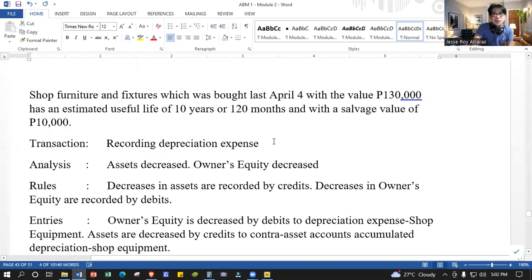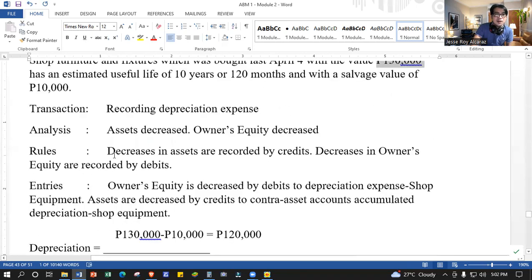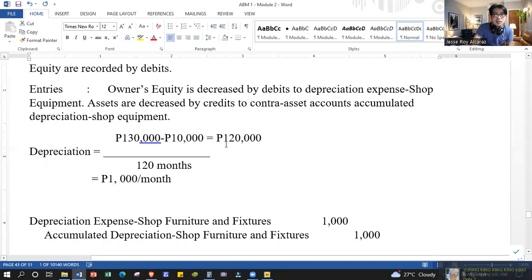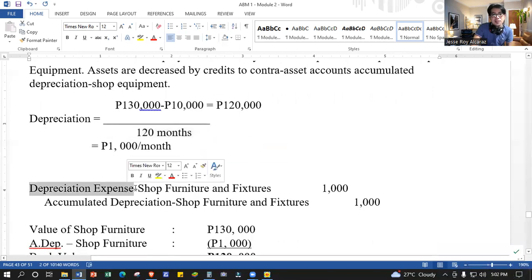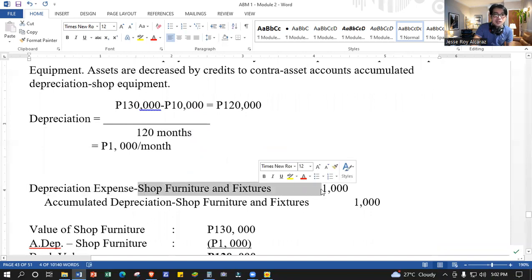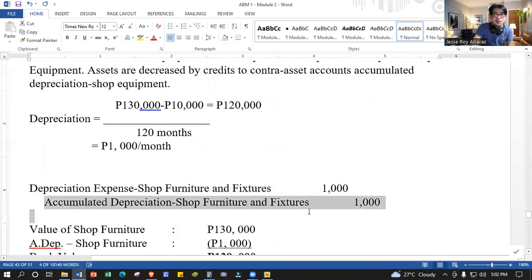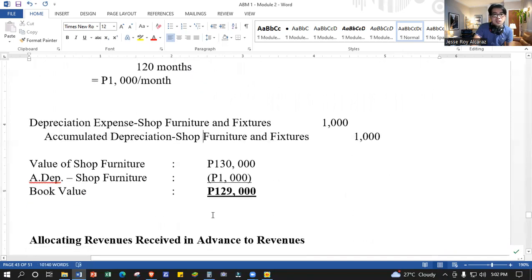So for shop furniture, it's the same. Cost is 130,000, salvage value is 10,000. So therefore, 130 minus 10, the depreciable cost is 120,000 divided by 120 months. That's 1,000 per month depreciation. Depreciation expense, shop furniture, 1,000, debit, then credit, accumulated depreciation, and don't forget the nickname, shop furniture, 1,000. So the book value is 129,000.